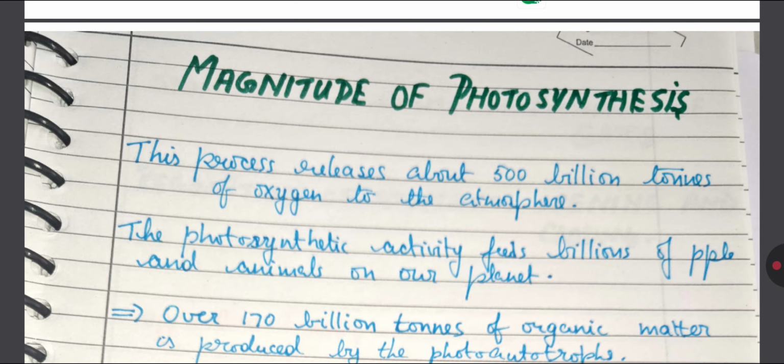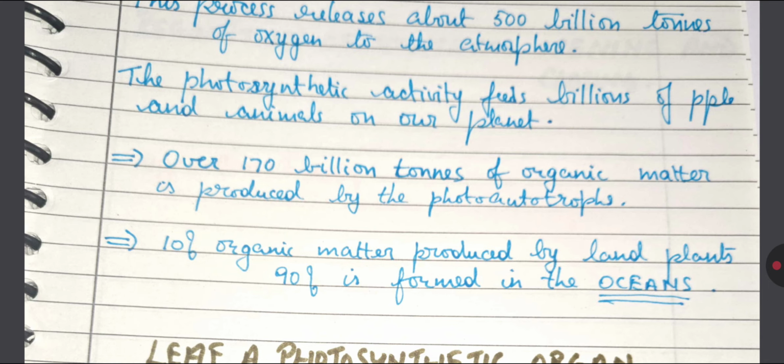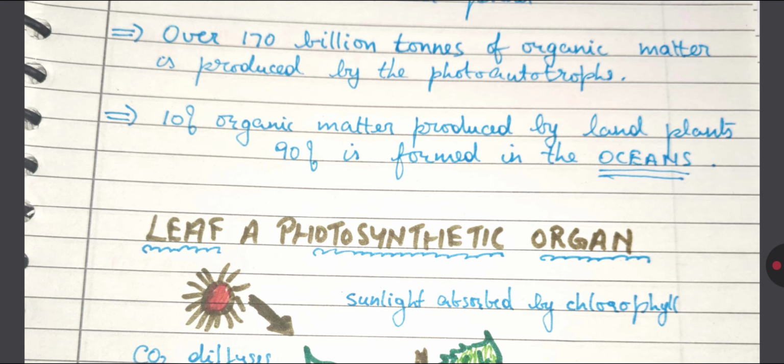Now important is magnitude of photosynthesis. This process releases about 500 billion tons of oxygen to the atmosphere. The photosynthetic activity feeds billions of people and animals on our planet. Everybody knows about this. Over 170 billion tons of organic matter is produced by the photoautotrophs, that is plants. 10% organic matter is produced by land plants, 90% is formed in the oceans.